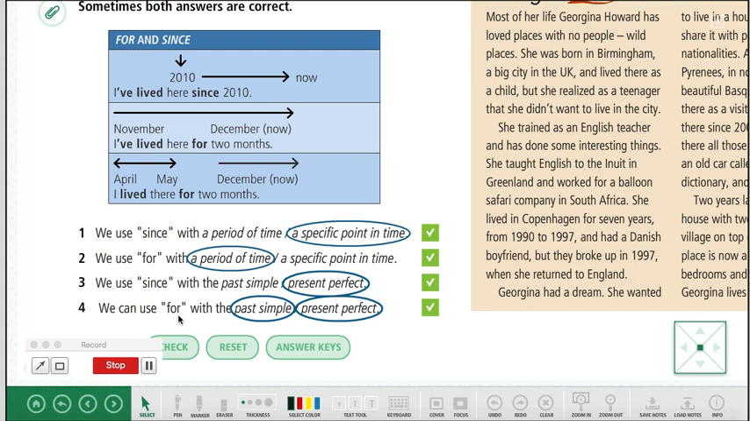Now I am living in Constitution or Insurgentes. Okay? That's the idea. It could be present perfect or past simple. But with since, just present perfect. In this topic, it is better.